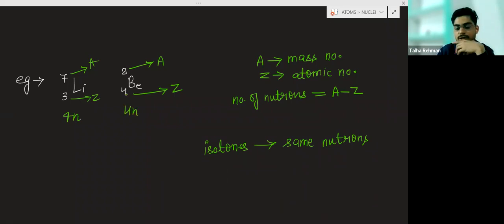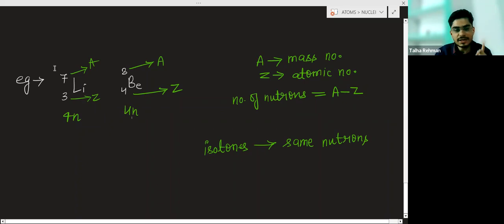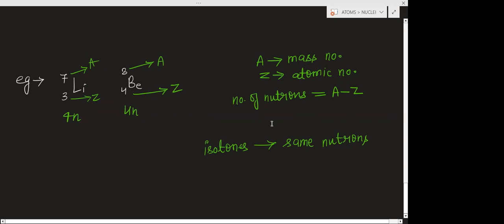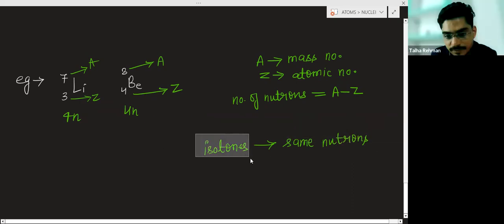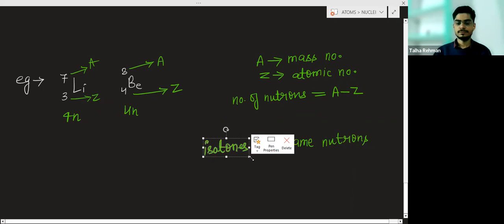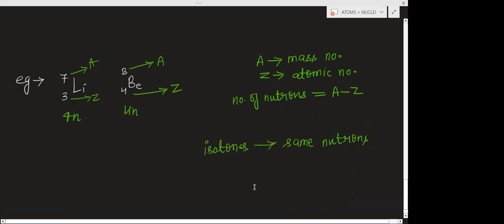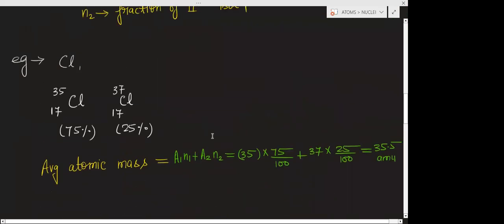4. 4 neutrons. So these two atoms, this is the lithium atom, this is the beryllium atom. Do these two atoms have the same neutrons or not? Yes, sir. Same. So if they have the same neutrons, these are isotones. You got it?